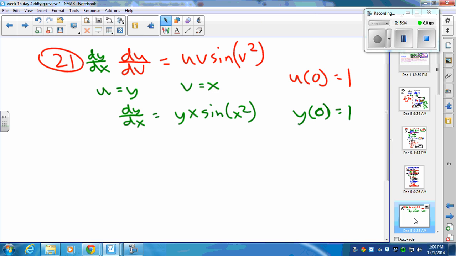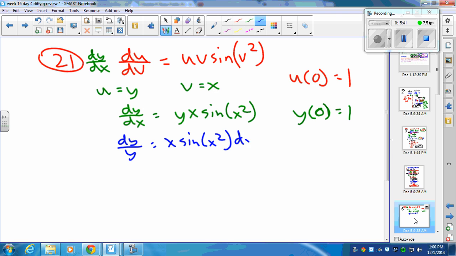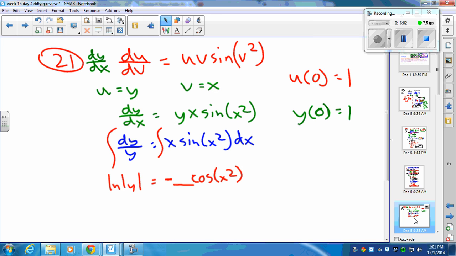Okay? Got to separate: dy over y equals x sine of x squared dx. There's algebra. Now I'm going to integrate. This is ln of absolute value y. Another u sub. Okay? I can do this mentally. You might not be able to, which is okay. Look at what I first wrote. I know the integral of sine is negative cosine.